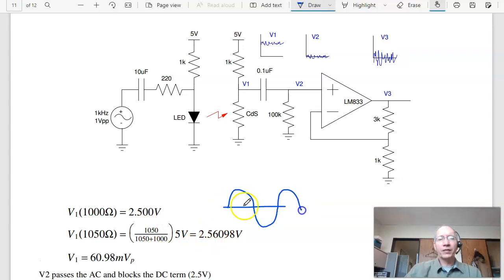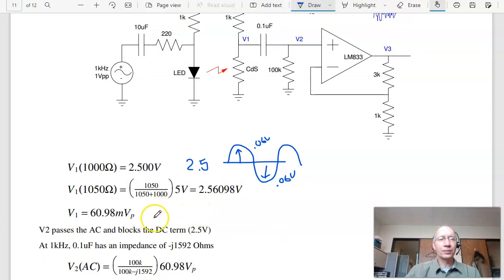So it's doing this. I'll have a sine wave. The center is 2.5 volts. The peak is 2.56, so that's 0.06 volts peak, and that's also 0.06 volts. So this has a DC and an AC term. DC is 2.5 volts. The AC is 0.06 volts peak, or 0.12 volts peak to peak. Pick your favorite unit. So there's my peak voltage.